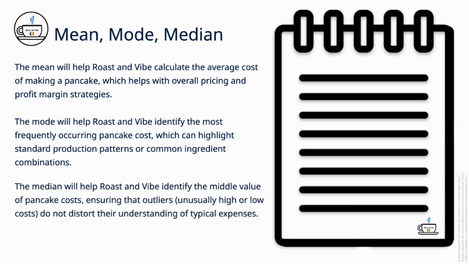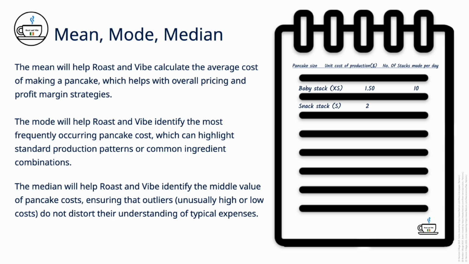Finally, the median will help them to identify the middle value of pancake costs, ensuring that outliers do not distort their understanding of typical expenses. By leveraging these descriptive statistics, Roast and Vibe can make informed decisions about pricing, portion sizes, and ingredient sourcing, ensuring that their pancakes remain both delicious and profitable. The owners begin by making a note of the pancake size portions, costs, and daily amounts.